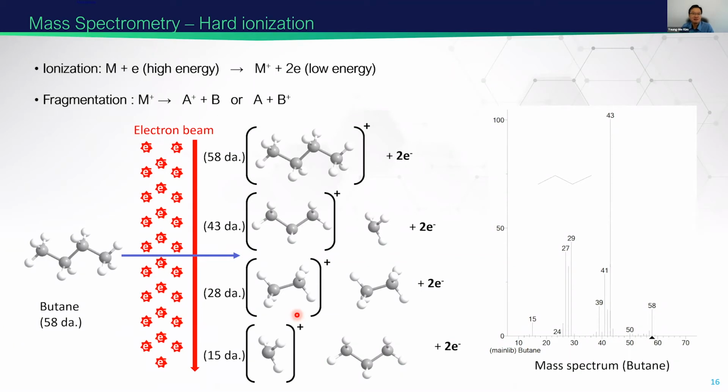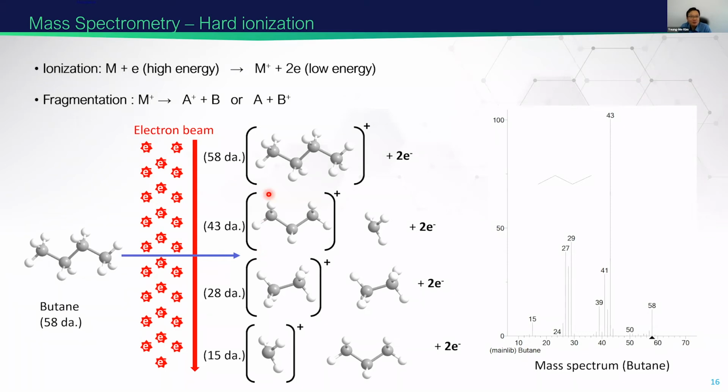Hard ionization is a little bit stronger ionization. So it is usually employed in gas chromatography mass spectrometers, GC-MS. In this ionization process, the gas molecule passes through the electron beam from top to bottom. This electron beam has an energy, and it will take an electron from the molecule, and then the remaining molecule will be positively charged. So with butane, for example, if this molecule passes the electron beam, it will be ionized.